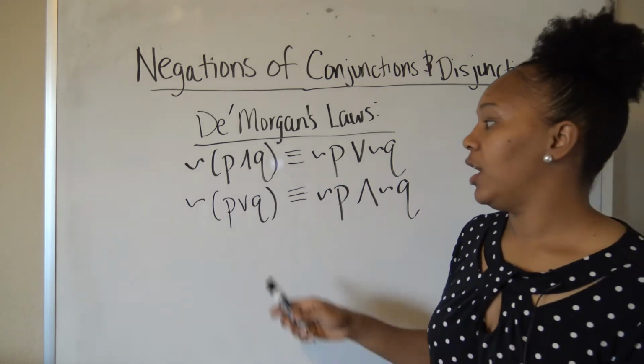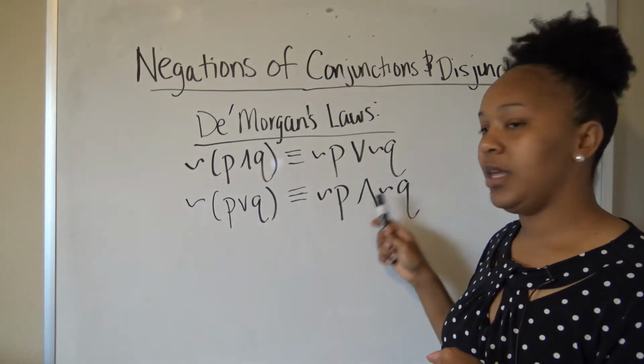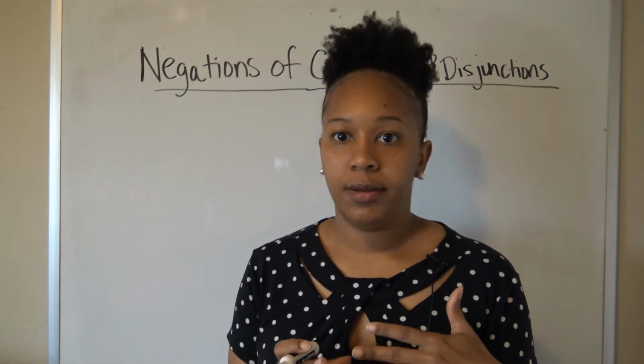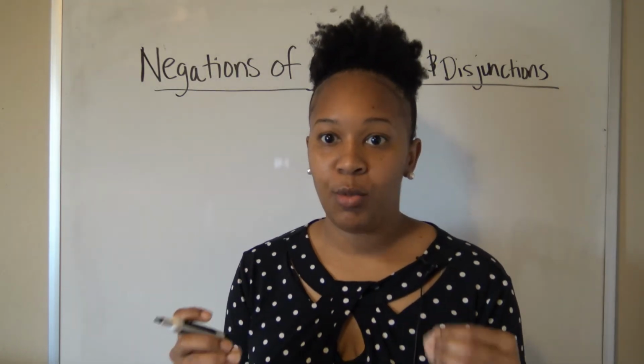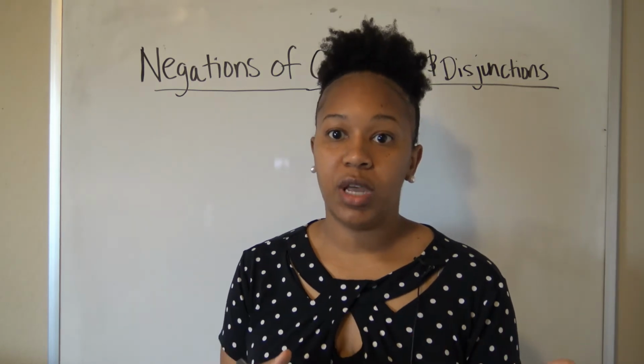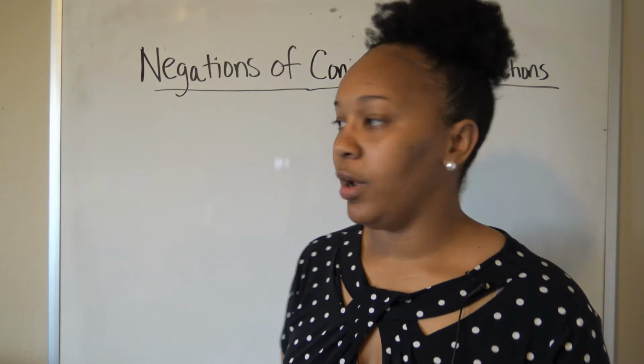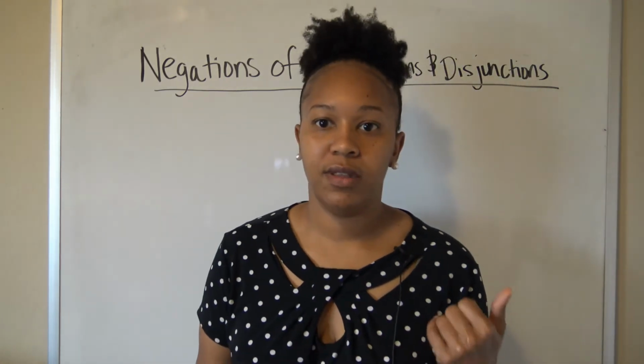So the negation of P or Q is not P and not Q. So I want to look at one of the De Morgan's laws, and we want to look at the truth table for it, just so you can see that the statements are actually equivalent. The negations are equivalent. So we're going to look at the negation of the conjunction.